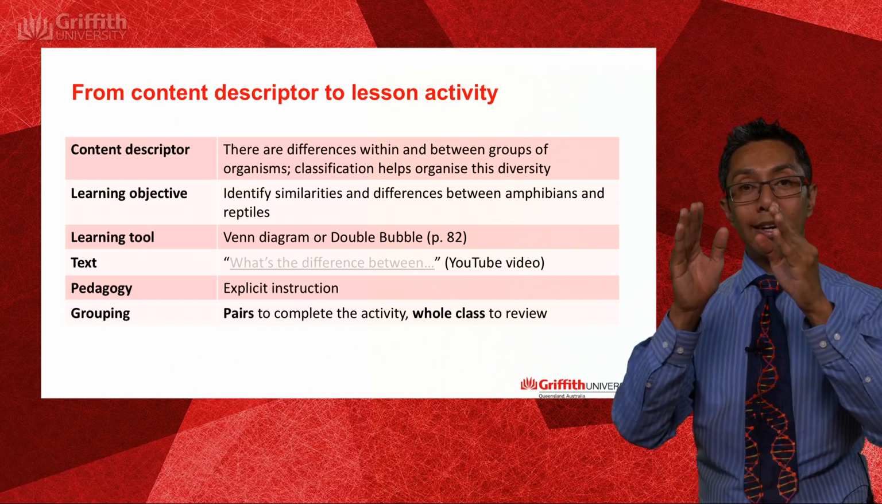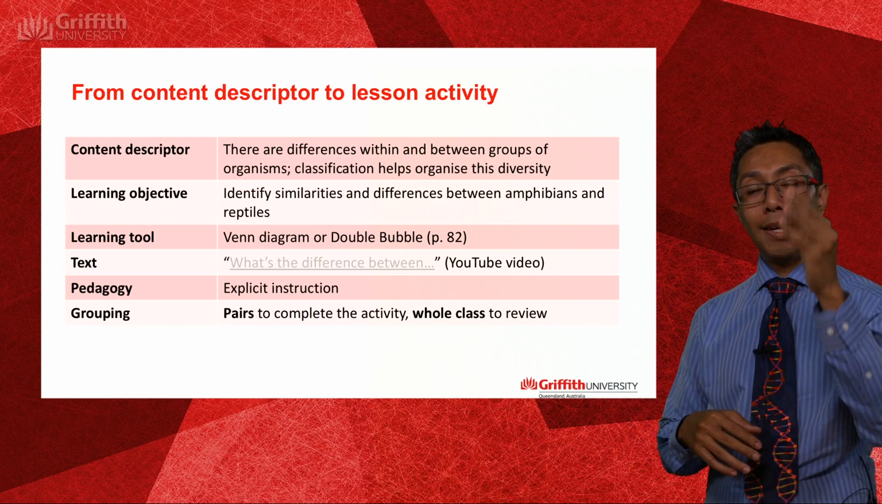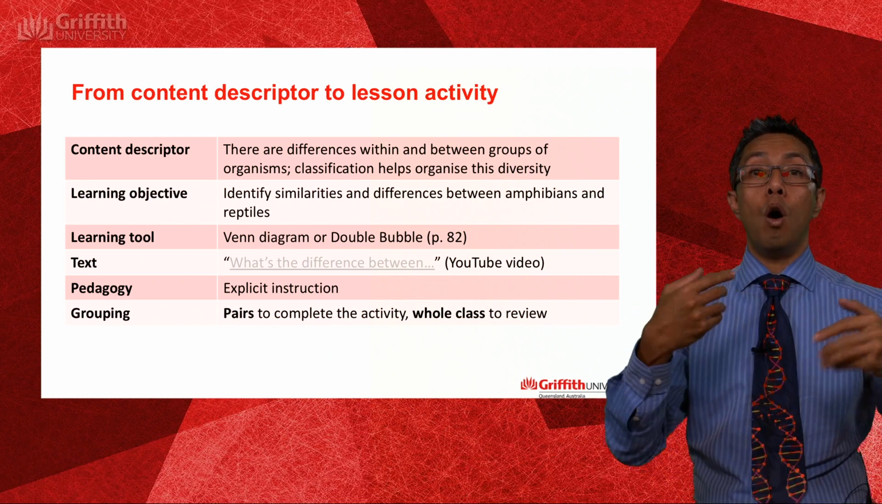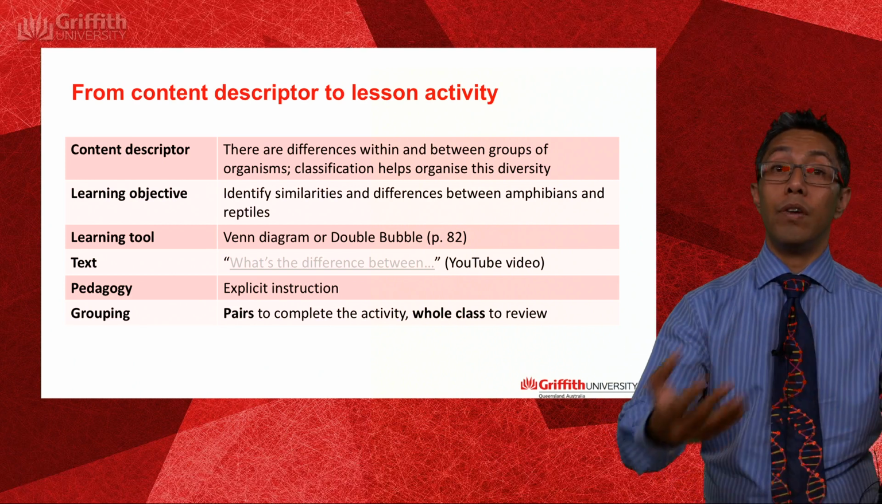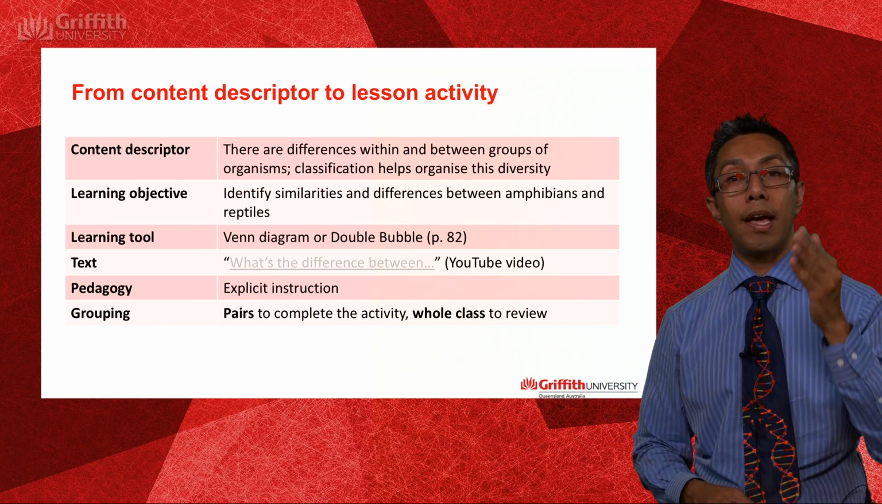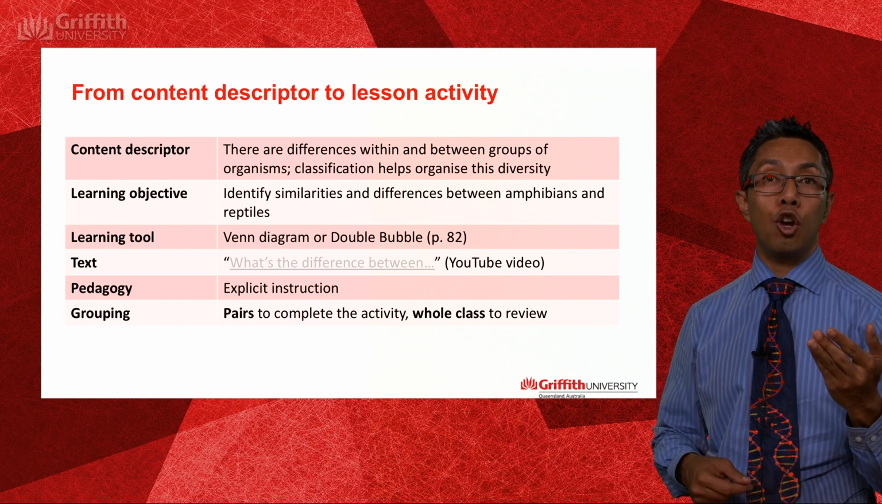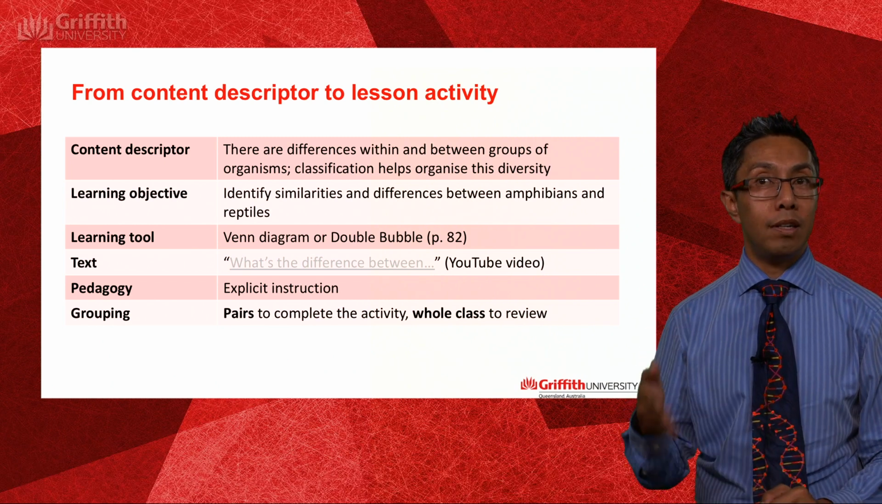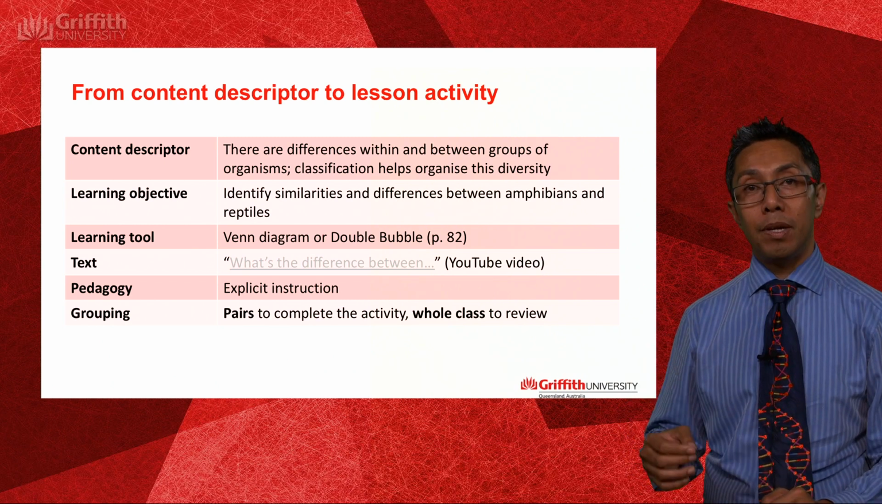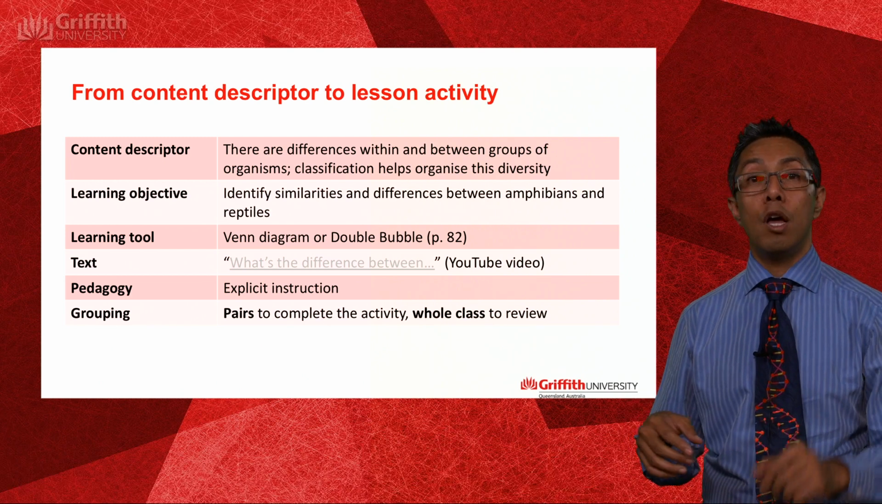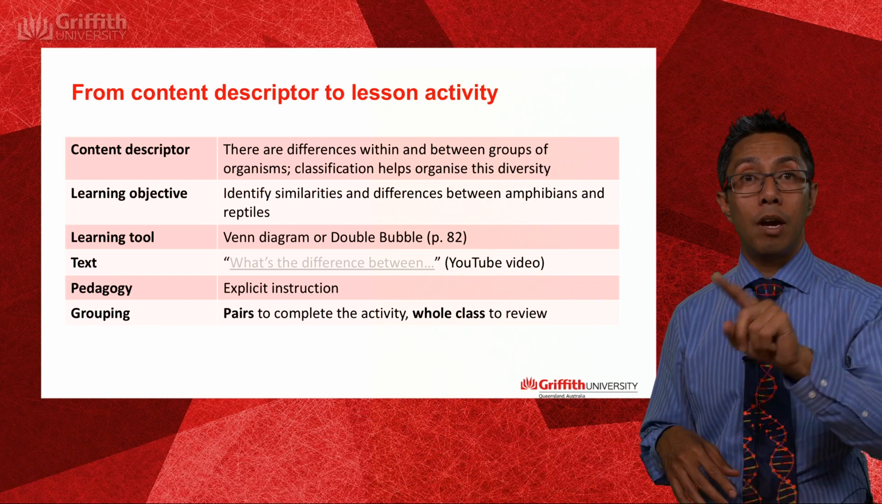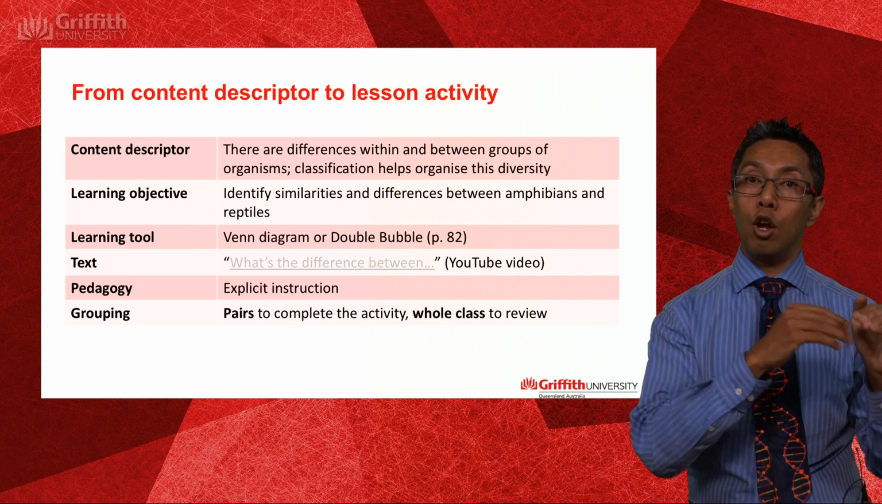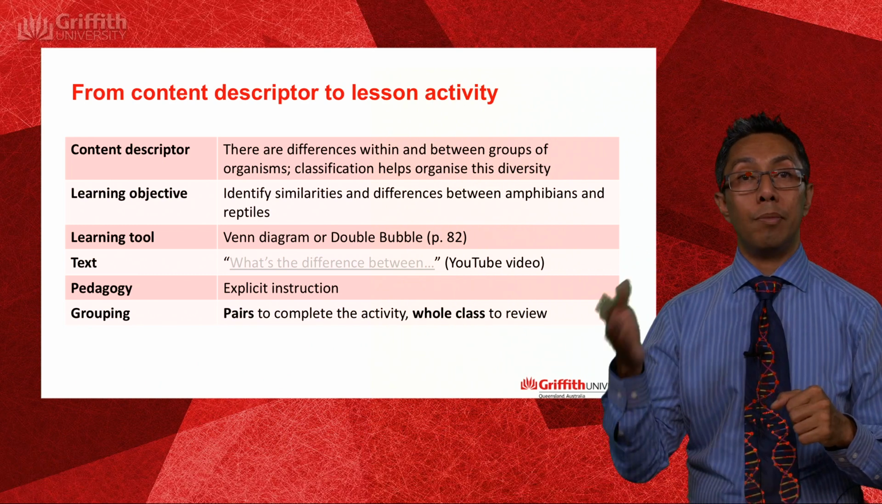So you've got to read and interpret the meaning of that statement and think, oh, I want the students to be able to do the following. So for example, from that content descriptor, I've written that learning objective. Identify similarities and differences between amphibians and reptiles. Okay? So similarities and differences, that's compare and contrast. So my learning tool will be the Venn diagram or the double bubble.